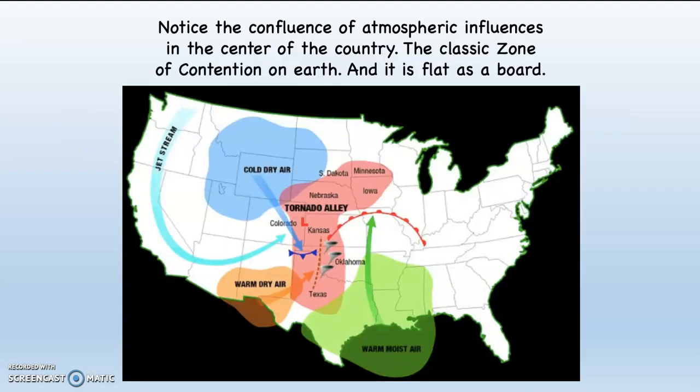Notice the confluence of atmospheric influences in the center of the United States. This is the Plain States in the upper Midwest. It is the classic zone of contention on Earth. And it's flat as a board. Remember, our mountain ranges do not run east-west, they run north-south. That allows cold, dry air to come down out of Canada and warm, wet air to come up out of the Gulf and meet. You can see in the middle of the country, we have what's known as Tornado Alley, stretching from Texas up to Minnesota and South Dakota. It's the most tornadic area on Earth because of the warm, wet air and the cold, dry air slamming into each other there.